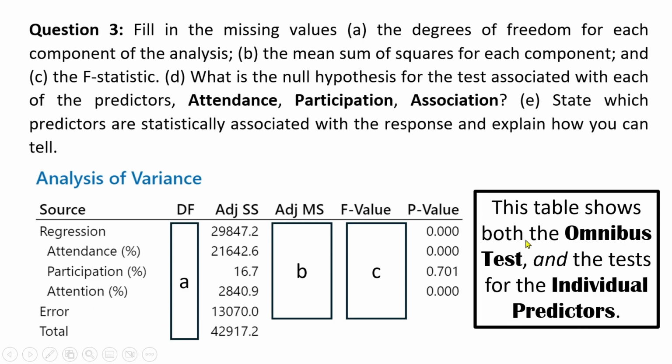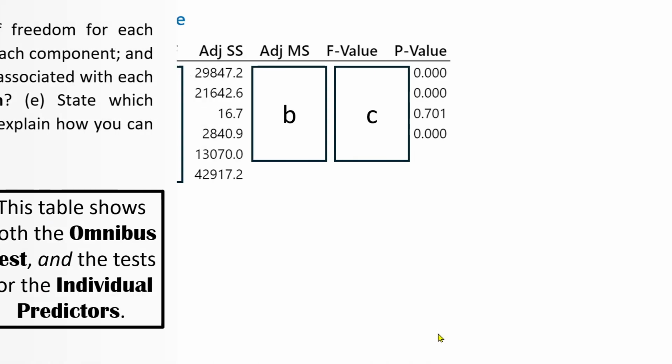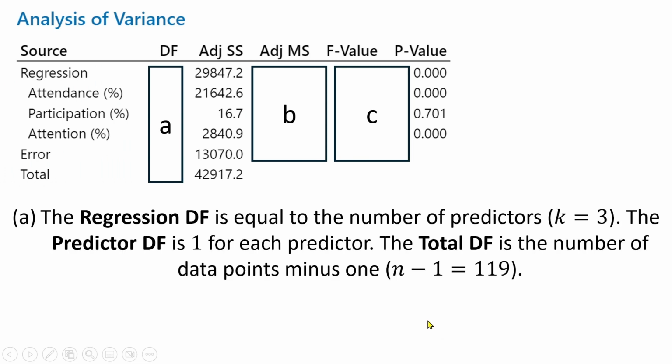Right, this table shows both the omnibus test, which is the first row, and the tests for individual predictors. So starting with degrees of freedom, the regression degrees of freedom is just equal to the number of predictors in the model. For regression, there's 3 predictors, so the number here is going to be 3. The predictor degree of freedom, for each one of these individual predictors, is 1 for each of them. And each of those, of course, adds up to 3.